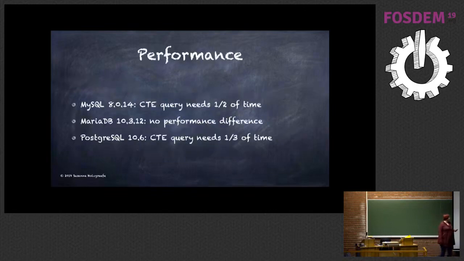MySQL 8.0.14, the CTE query needs half of the time of the subselect. Just to compare, my PostgreSQL needed a third of the time. MariaDB has no performance difference at the moment between CTEs and subqueries. Somebody of the developers told me yesterday he knows why. I couldn't find a performance gain in MariaDB, but in MySQL I also have a huge performance gain. As I said today, the optimizers are much better with subqueries than a few years ago.